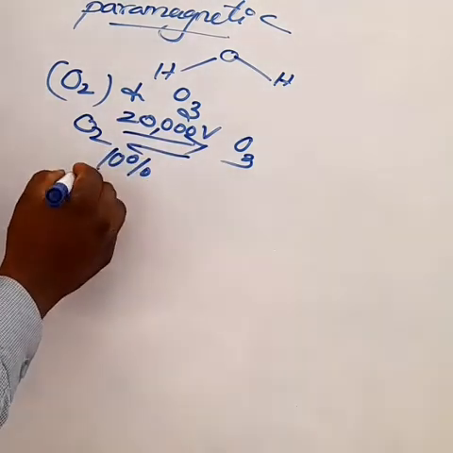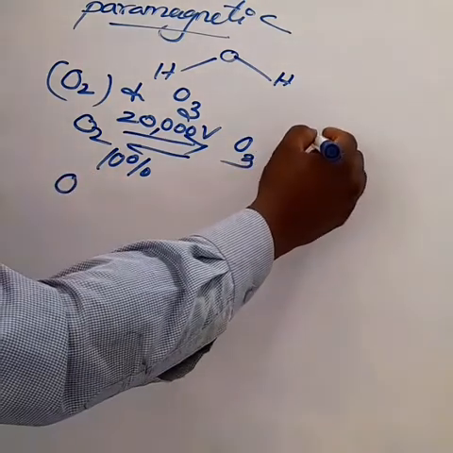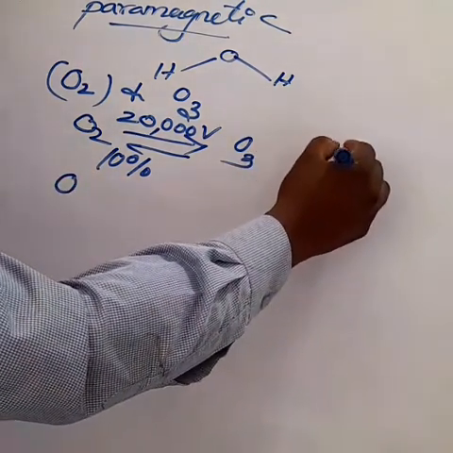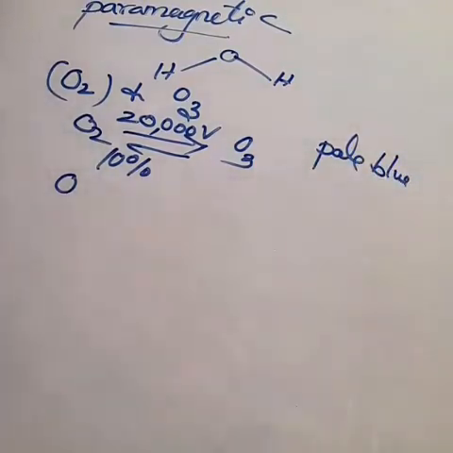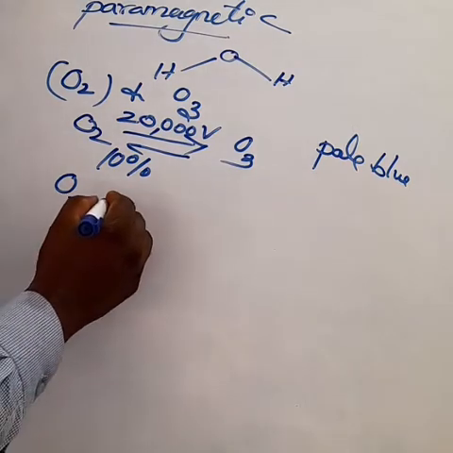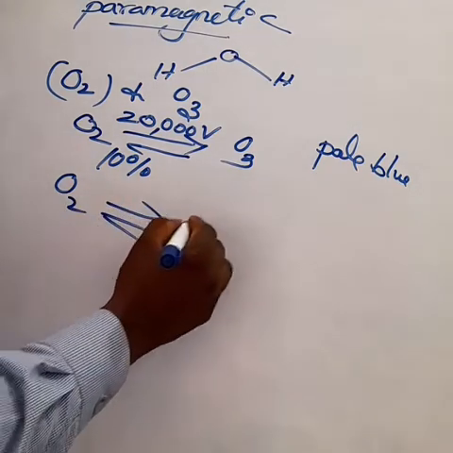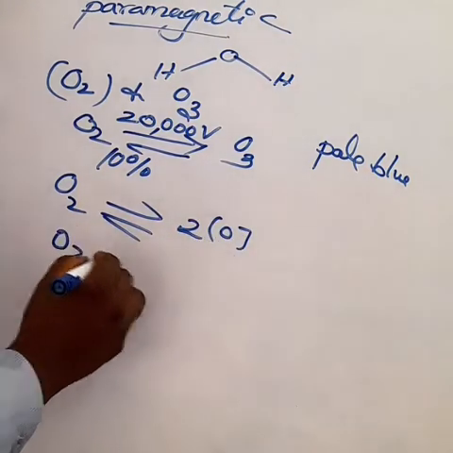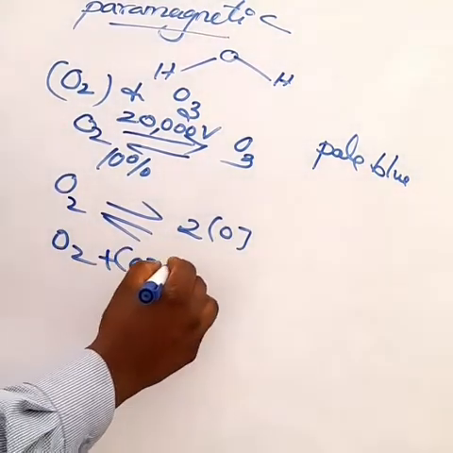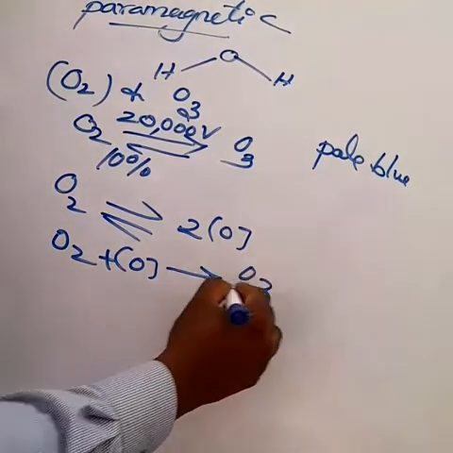What about pure ozone? Pure ozone is a pale blue gas. It is obtained by the fractional distillation of liquefied ozonized oxygen. Oxygen is converted into atomic oxygen. Atomic oxygen plus one of the nascent oxygen gives O3. That's the ozone. Already we learned that one.